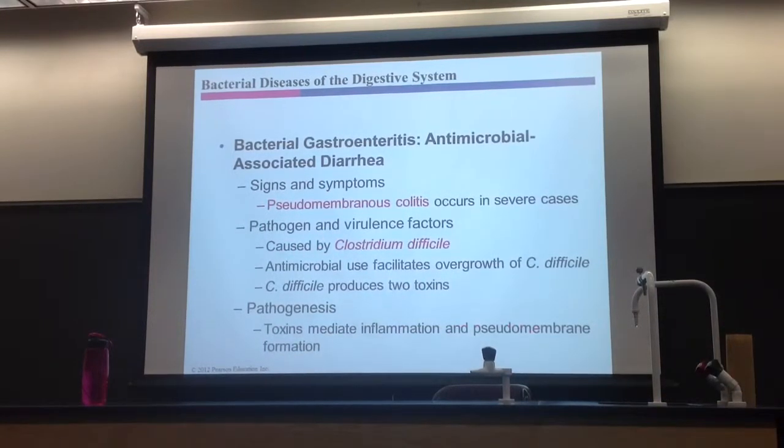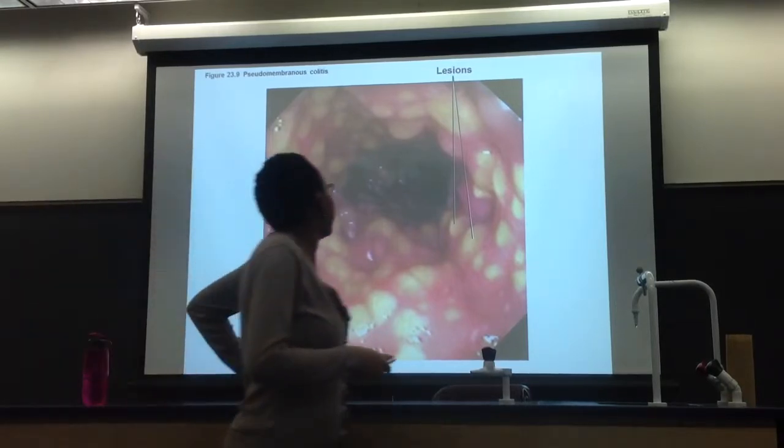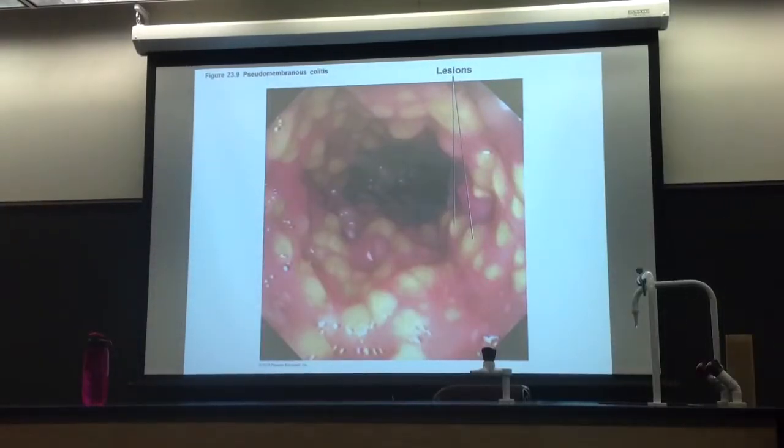I just talked about that, right? So let's go. Here's our picture. Someone's in a colonoscopy. You're looking at their colon, and do you see those yellow lesions? Those yellow lesions are the result of cell death, right? Remember, the colon is inflamed by toxin A. Toxin B kills the cells. Those killed cells kind of come together and form these yellow lesions. That's pseudomembranous colitis, and that can be fatal.